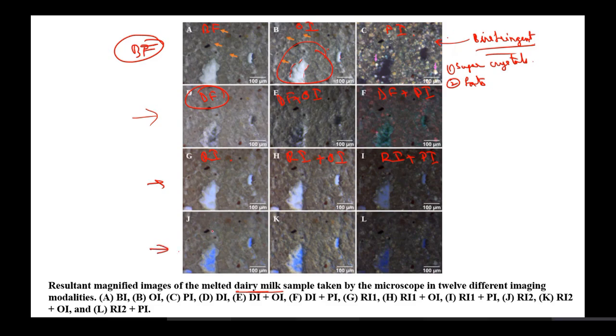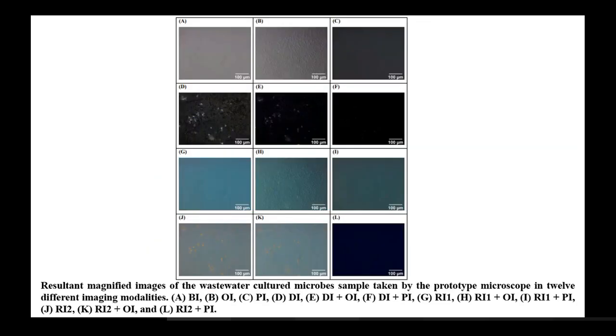And lastly, we have another Rheinberg illumination, say Rheinberg 2. So RI2 plus oblique illumination and RI2 plus polarizing illumination. Okay. So if you see, just by playing with the filters, for a particular scene, we can alter all the stuff.